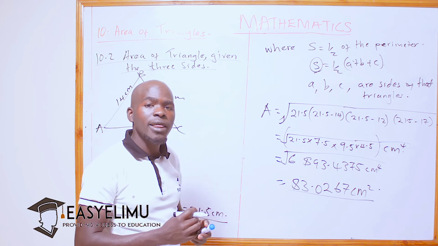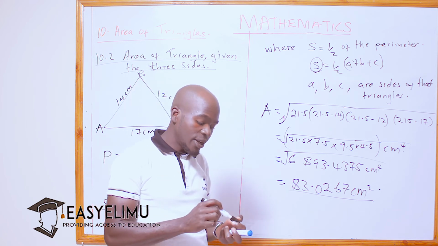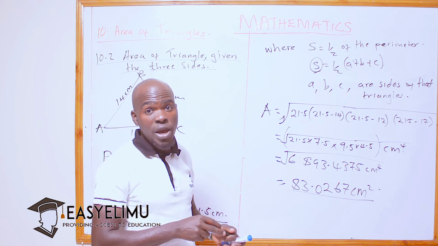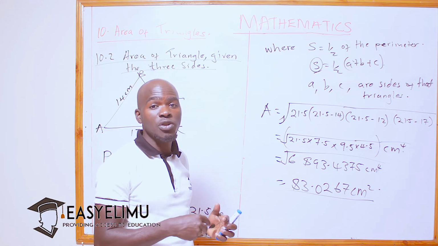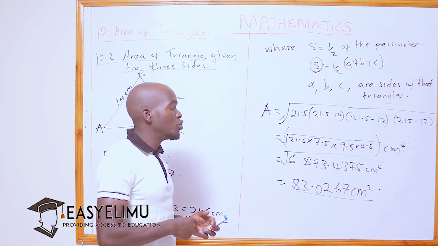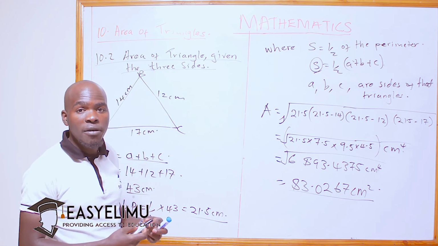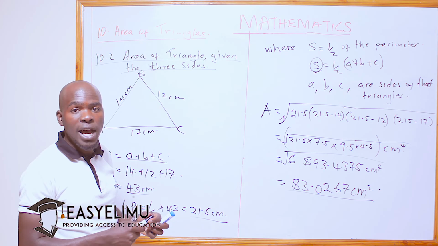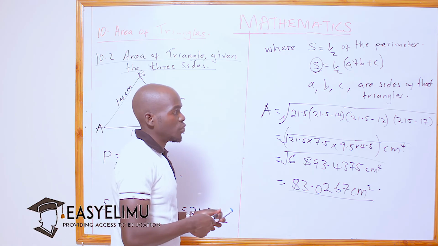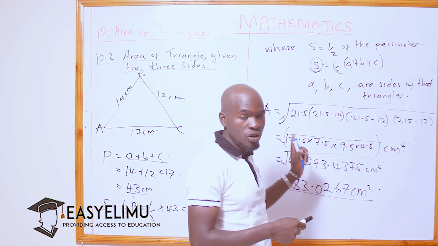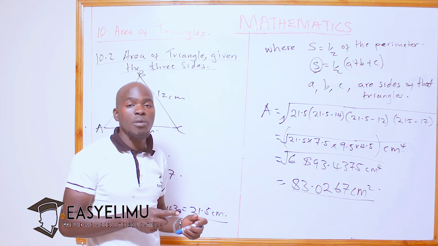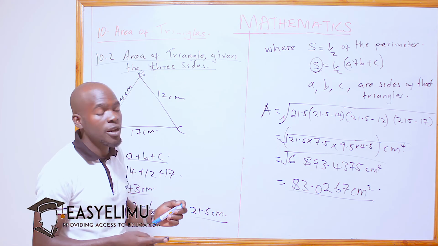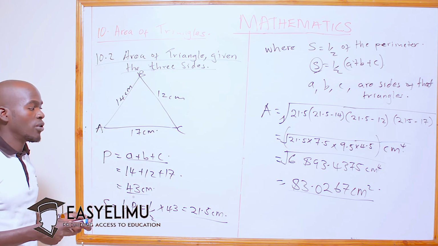So we have seen that in case you are given the 3 sides of a triangle, of any kind of triangle, you can use Hero's formula to evaluate the area of that triangle as we have done. First, you need to find S. After finding S, you use it in Hero's formula. But remember, S is half of the perimeter of the triangle.